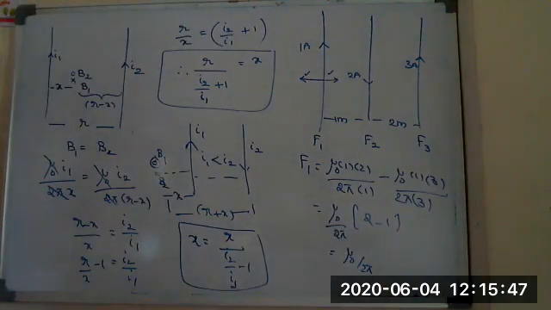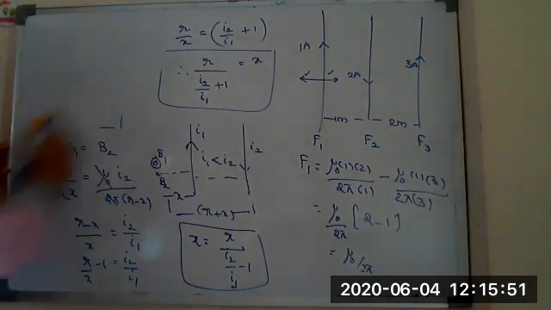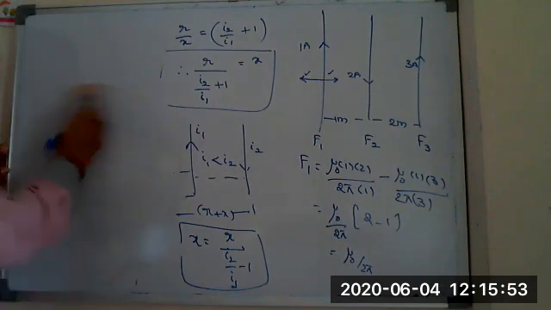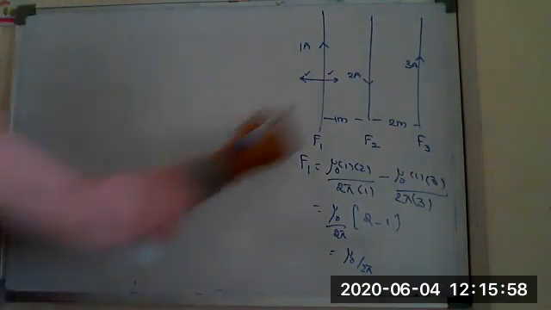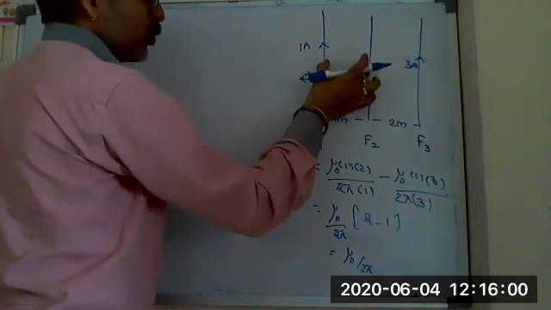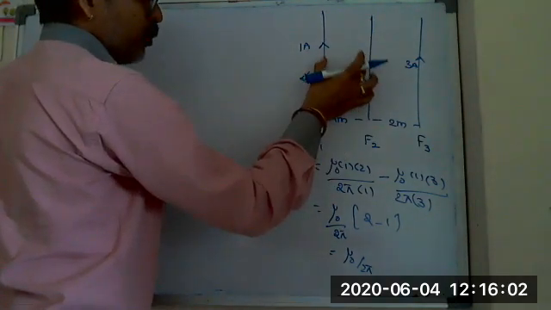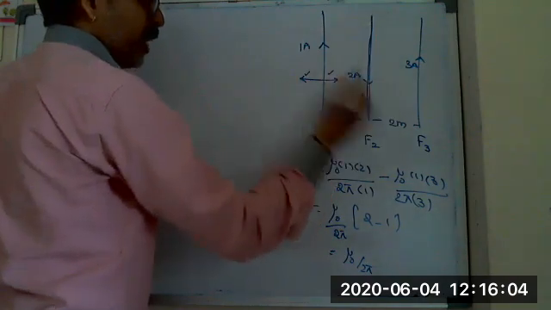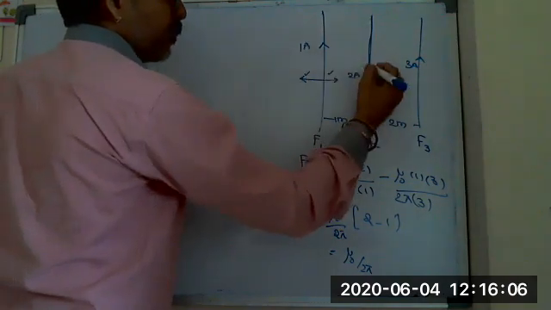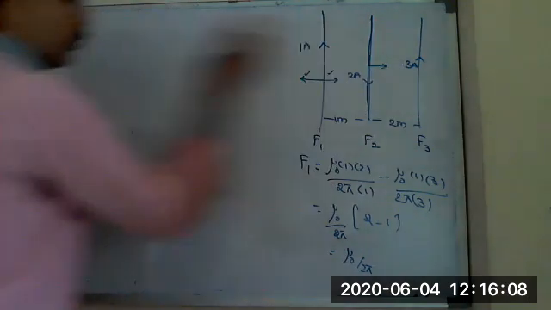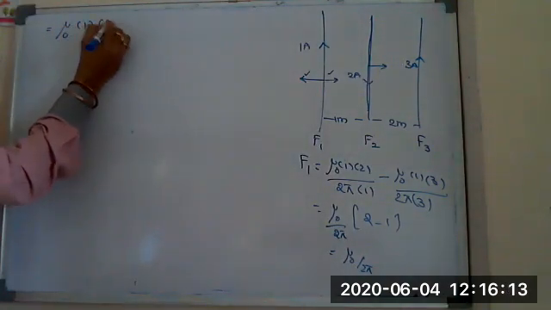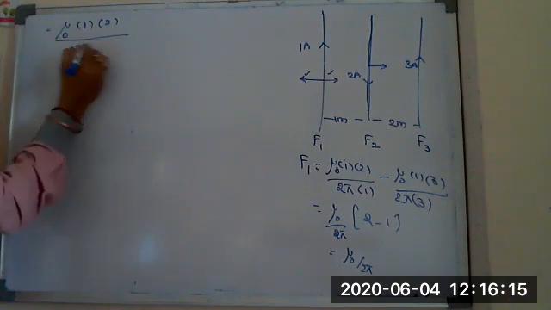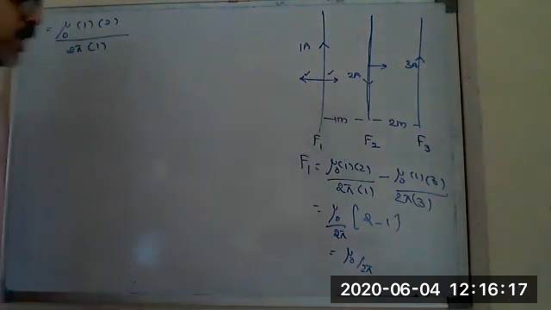In the same way you have to calculate the force on second and the force on third. Force on second conductor means again these 2 are in opposite direction. Opposite direction means the second conductor will be repelled by the first conductor. That force I am writing down straight away: mu naught I1 I2 by 2 pi, r is 1 meter. Force per unit length.